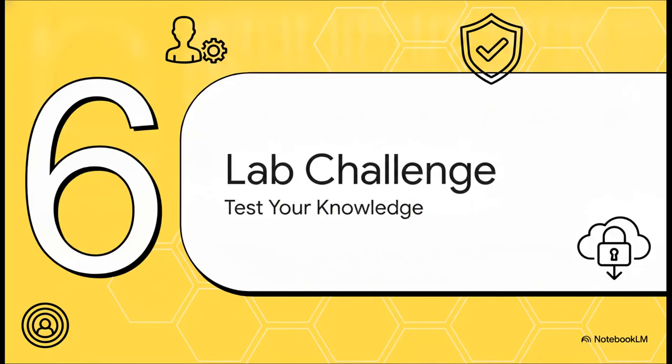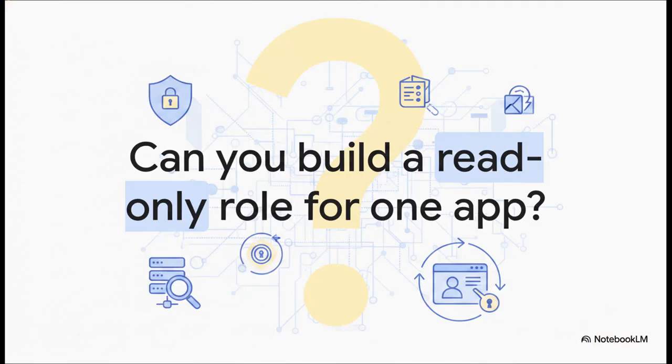All right, final section, part 6, the lab challenge. Let's test your knowledge. It's time to put all this theory into practice. Here's my challenge to you. Spin up your Entra ID demo tenant today and try to architect a completely read-only custom role for an application. But here is the catch. You have to assign it scoped strictly to a single enterprise app, not the whole directory. How exactly will you design that assignment to achieve true least privilege?